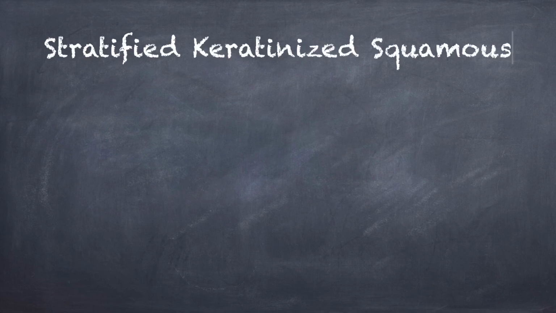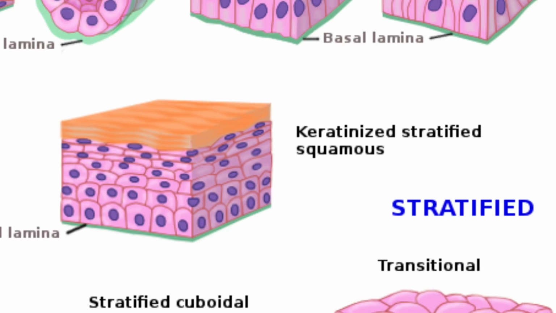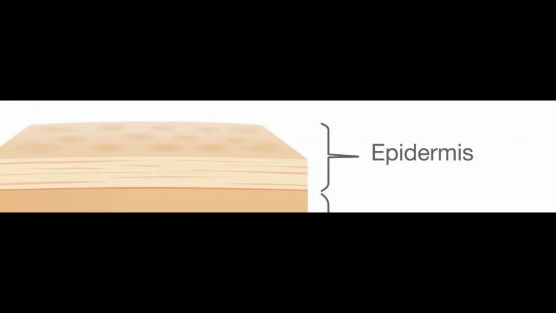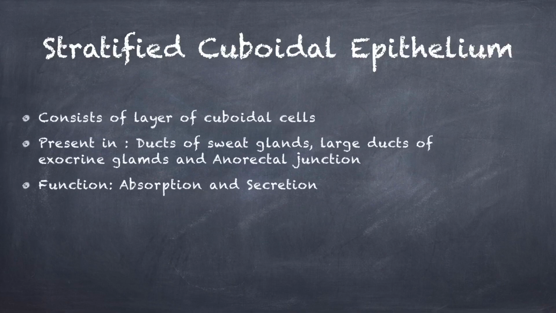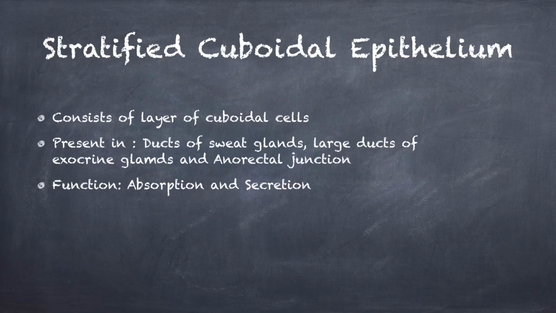Stratified keratinized squamous epithelium consists of flattened cells without nuclei. There are dead keratinized cells at the surface. This type of tissue is present in the epidermis of skin and helps in protection. Stratified cuboidal epithelium consists of layers of cuboidal cells. This type of tissue is present in ducts of sweat glands, ducts of exocrine glands, and the anorectal junction. Main functions include absorption and secretion.